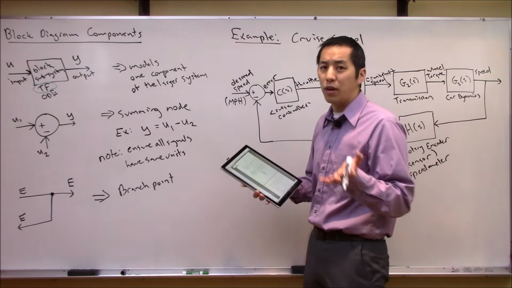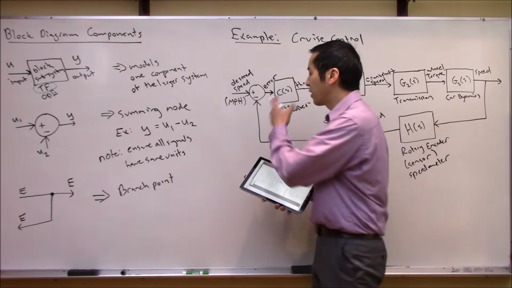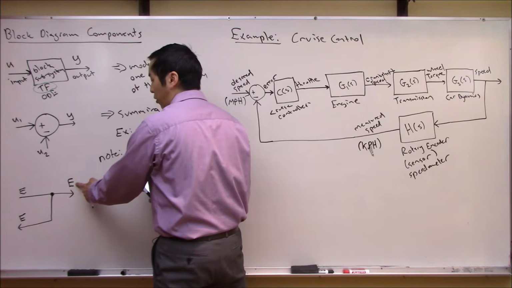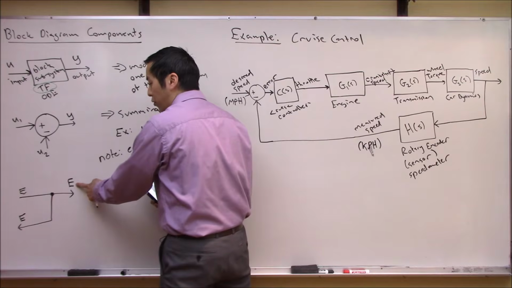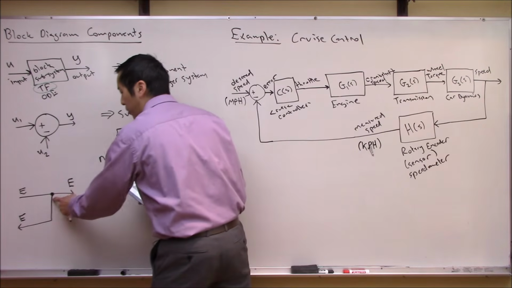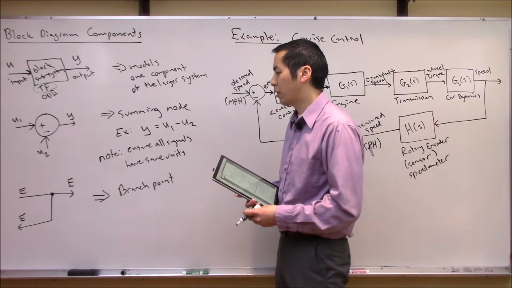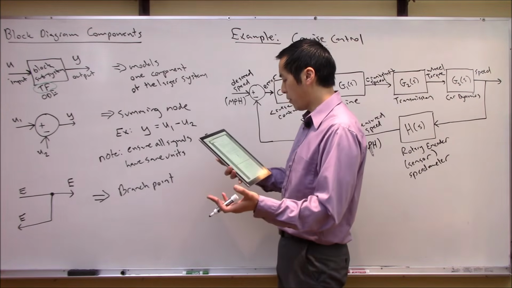I like to think of block diagrams almost from an electrical perspective. If you think of this as an electrical circuit, this is a line carrying, say, the error in velocity of your cruise controller, and maybe you want to send that to the computer, but maybe you also want to send that signal to a data logging unit or something like that. So yeah, that's pretty much it.